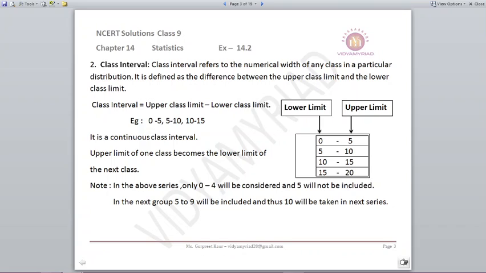10 will not be included. 10 will go in the next row, where 10 becomes the lower limit. So like this we will form the class intervals.